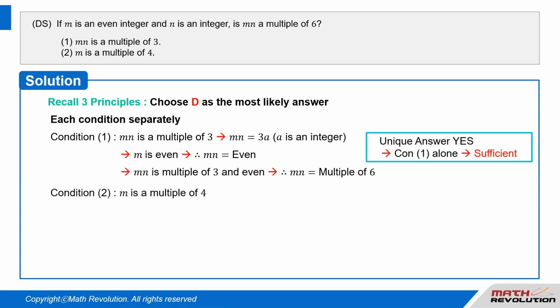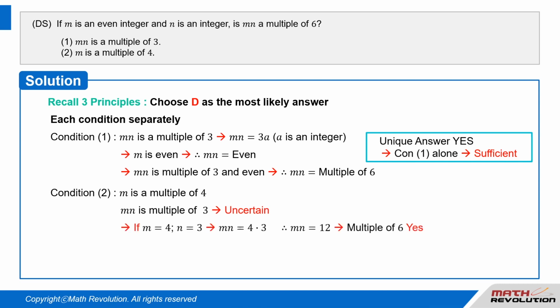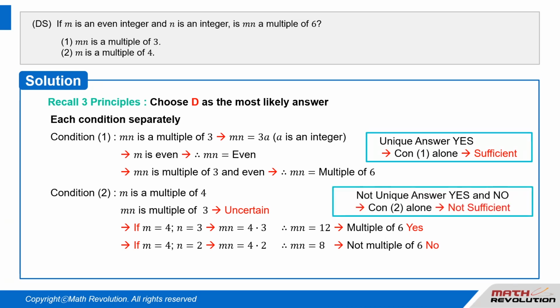Condition 2 tells us that m is a multiple of 4. We cannot say if m times n is a multiple of 3. For example, if we substitute 4 for m and 3 for n, we get m times n equals 4 times 3, which equals 12, which is a multiple of 6. However, if we substitute 4 for m and 2 for n, we get m times n equals 4 times 2, which equals 8, which is not a multiple of 6. Since it is not a unique answer, this condition is not sufficient.